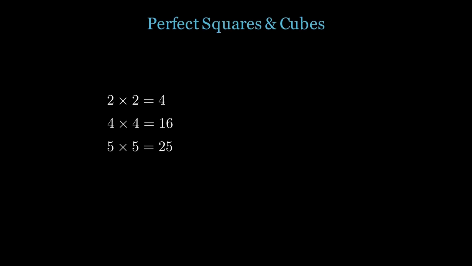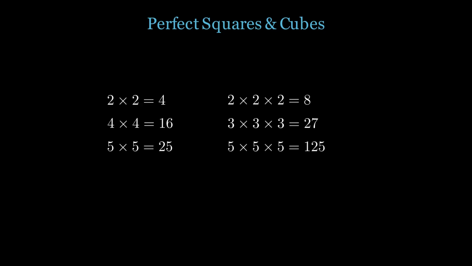A perfect square is created when a whole number is multiplied by itself. Similarly, a perfect cube is formed when a whole number is multiplied by itself 3 times. Now let's look at the opposite operation, the square root. We will find the square root of 16.